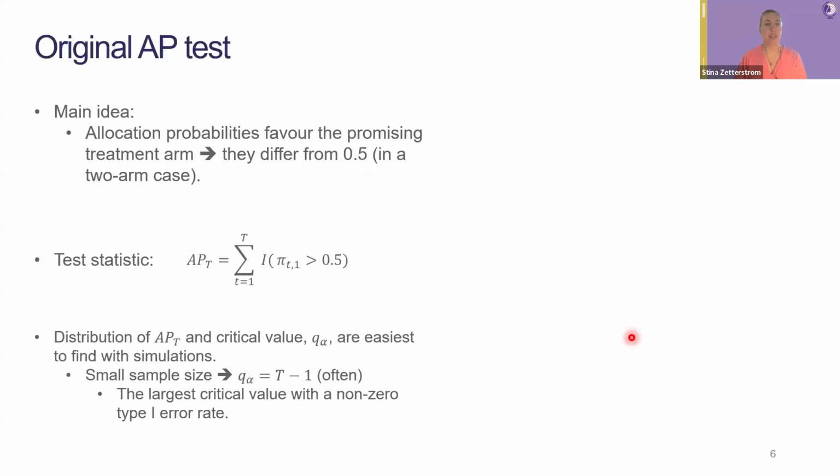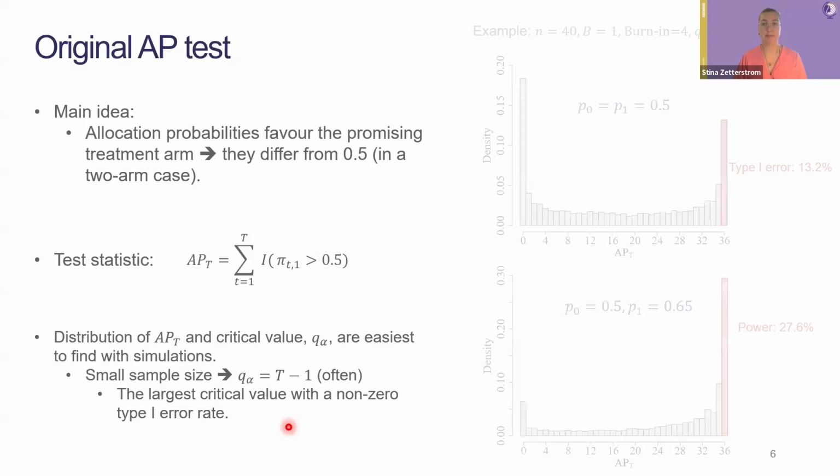And the main idea of the original AP test was that because allocation probabilities will on average favor the promising treatment arm, they will differ from 0.5 in the two-arm case. And the test statistic is just that you count how many times the allocation probabilities to the experimental arm are bigger than 0.5. The distribution of this test statistic and the critical value are easiest to find with simulations, although there is a rule of thumb that if the sample size is relatively small, the critical value is the number of blocks minus 1, so the largest critical value with a non-zero type 1 error rate.